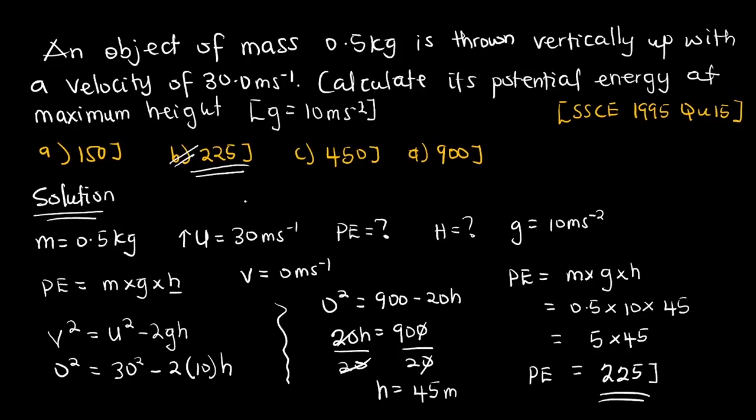The key here is that you use the formula of linear motion. We use this formula to find the height first, and after finding the height, we can proceed to calculate our potential energy.